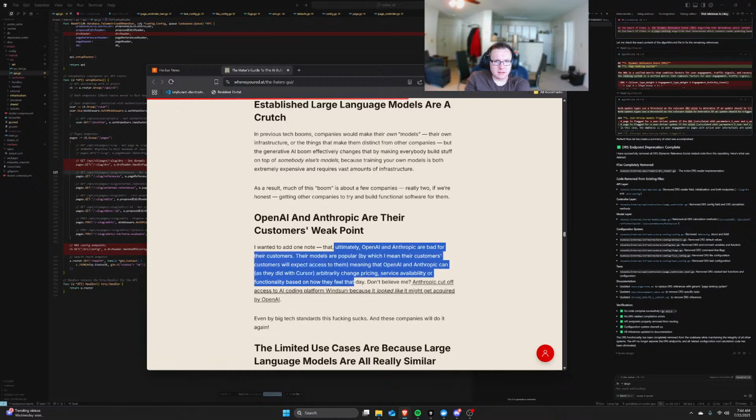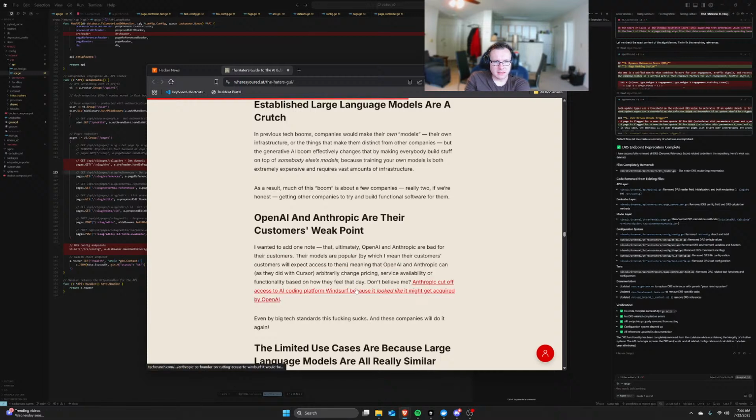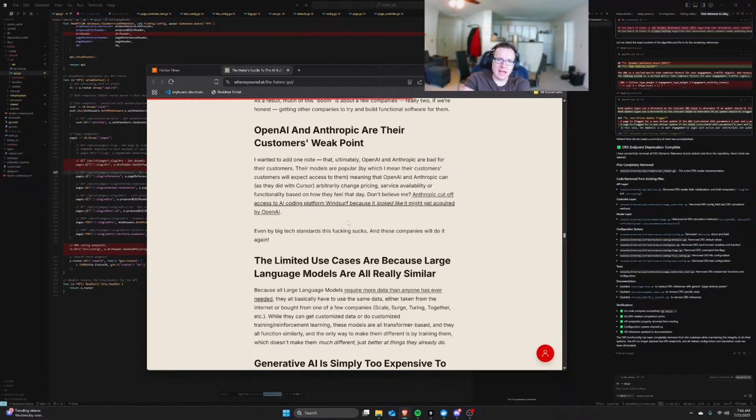Jesus Christ, that's messed up. I didn't realize that. Anthropic cut off access to AI coding platform Windsurf because it looked like it might get acquired by OpenAI. That's pretty messed up.